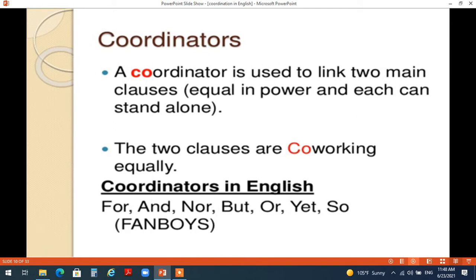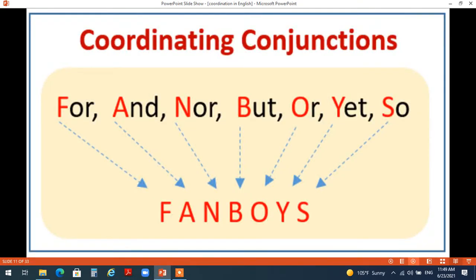Coordinators in English, we have this list of coordinators: for, and, nor, but, or, yet, and so. To simplify memorizing these coordinators, they have been put into one single word by choosing the first letter of each coordinator. This acronym, FANBOYS, will make it easier for you to remember all these coordinators. So as you can see here in this diagram, how this acronym FANBOYS has been made by choosing the first letter of each coordinator.